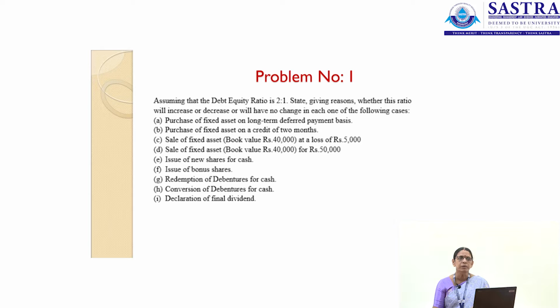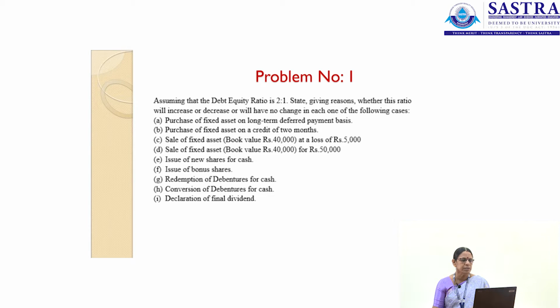Deferred payment will mean the payment in the future date. So, we are purchasing a fixed asset and the payment is made in a future date. Purchase of fixed asset on a credit of 2 months. So, we have a credit purchase and that payment will be made after 2 months.